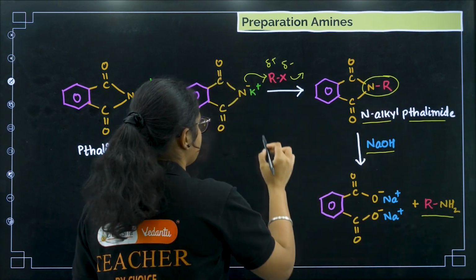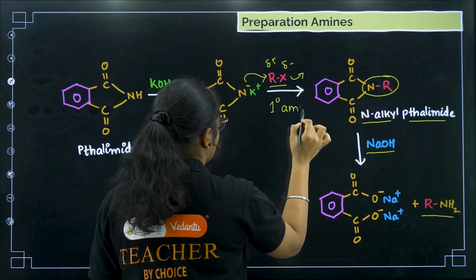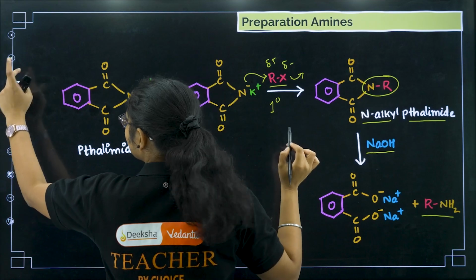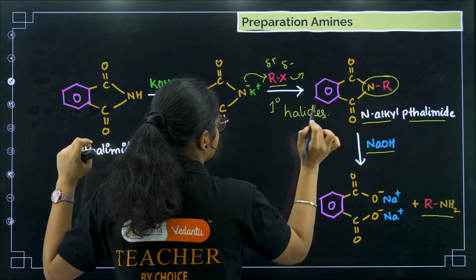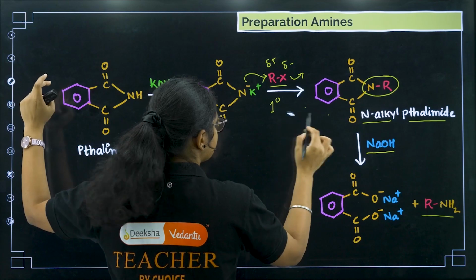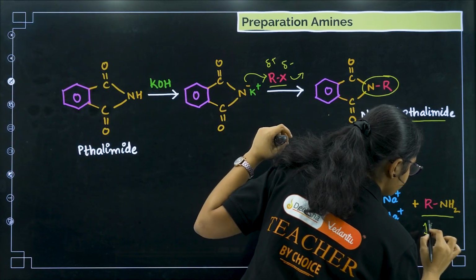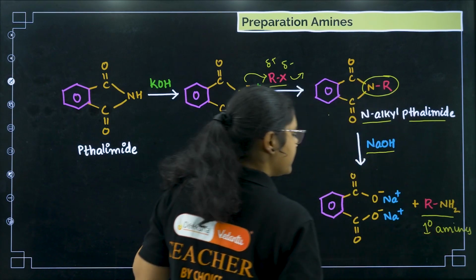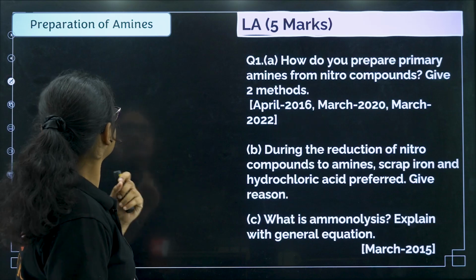Here you should remember, this RX must be a primary halide. Sorry, one second. This RNH2 which is produced here is always a primary amine. Clear? Next, we'll do some questions now.